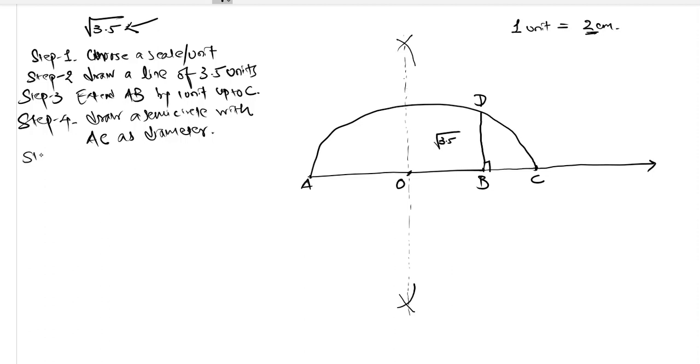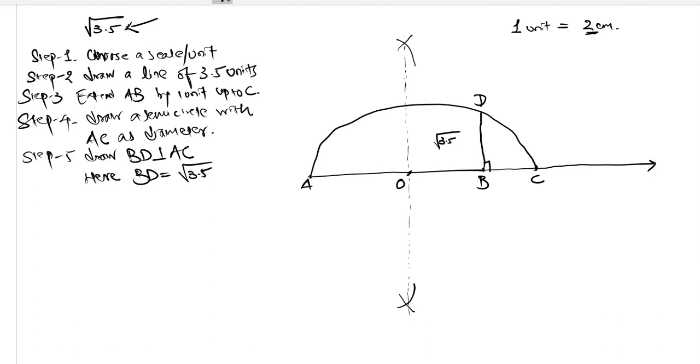I'll write step 5. Step 5 is draw BD perpendicular to AC. Here BD is equal to root of 3.5. The explanation or justification of why this is root 3.5, you can see in the video which I have posted earlier that says plot root x on number line. That is there in the playlist of maths chapter 1 on YouTube. You can still watch it and find the justification I have explained in detail, right?